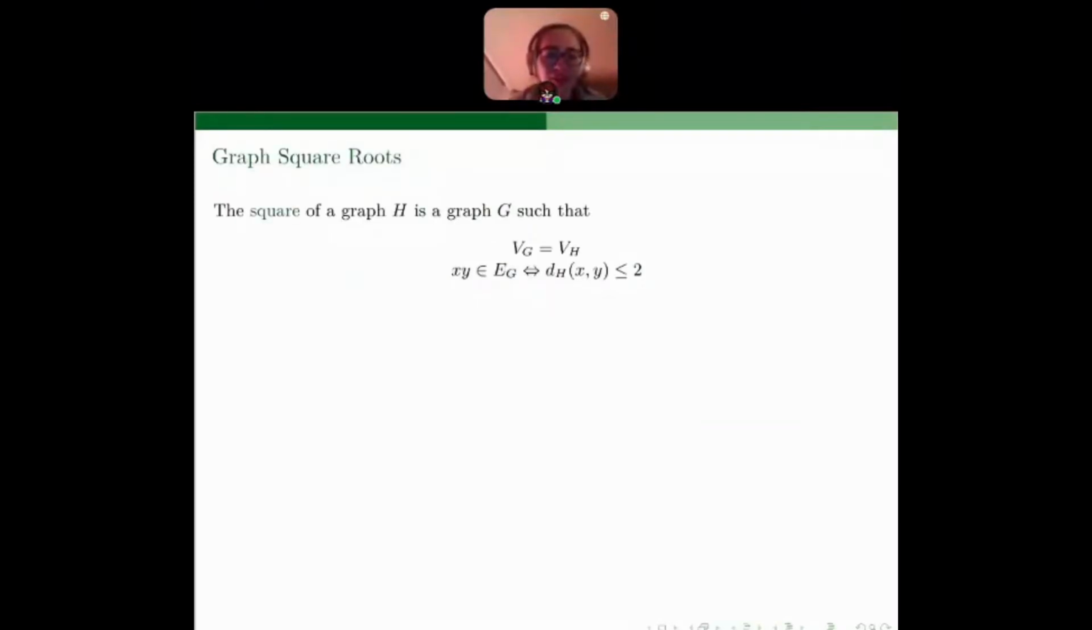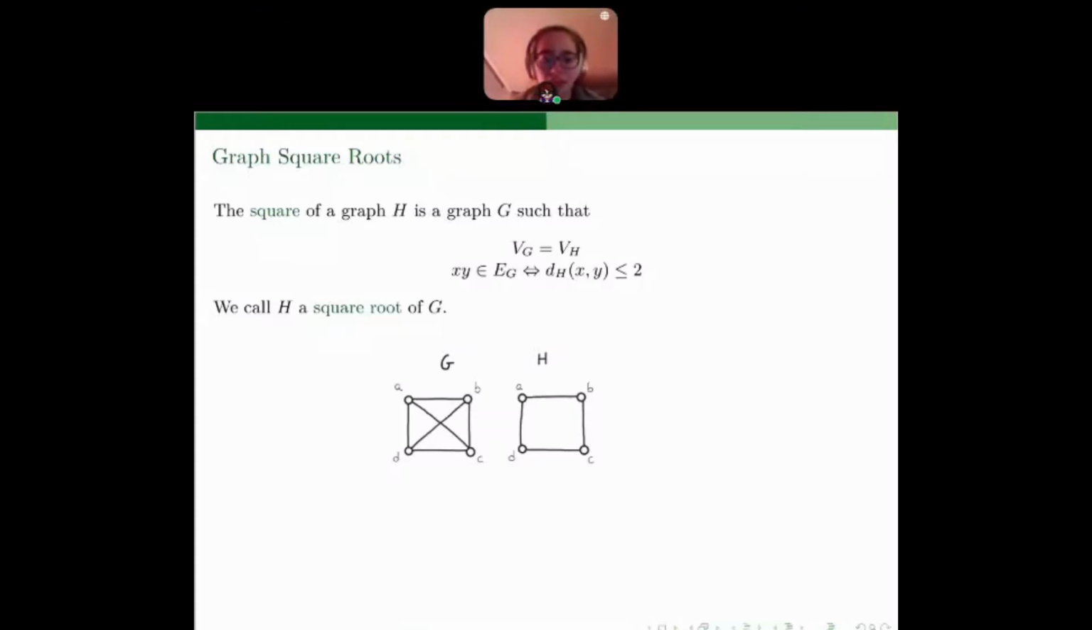We probably are familiar with this definition of the square of a graph. If you're not, the square of a graph H is just a graph G in which I add the edges between all the vertices that are at distance 2 in the graph H. And we call H the square root of G. So for instance, in this figure, we have exactly this situation. H is a square root of G because if I add the edges in H between vertices that are at distance 2, I get G.